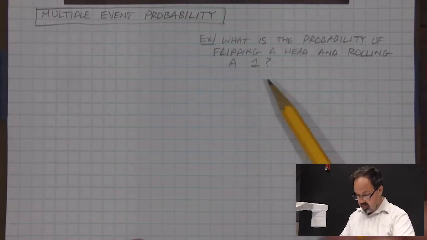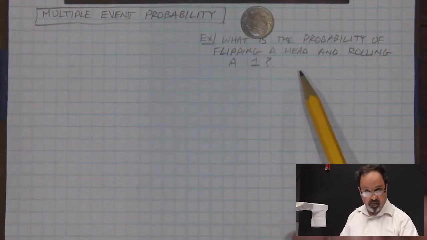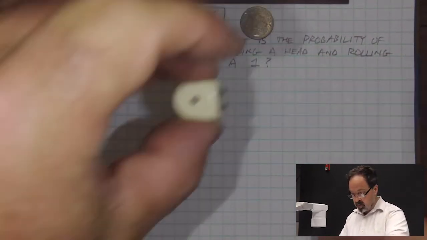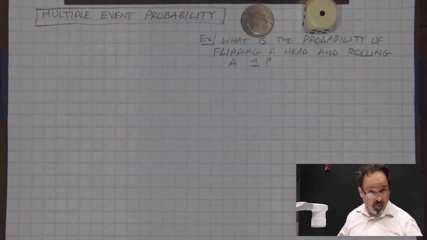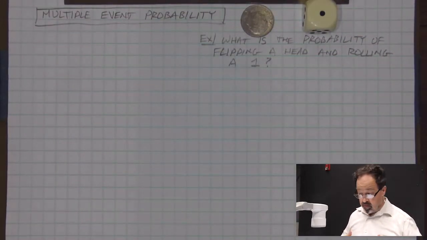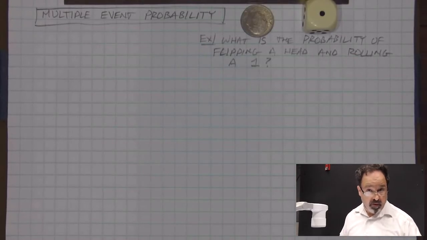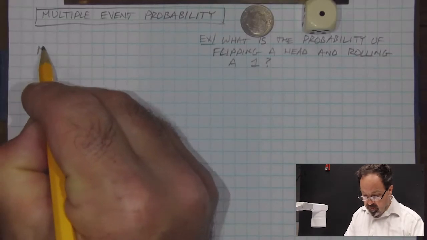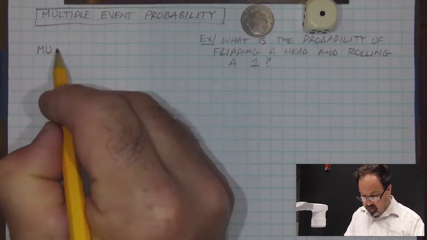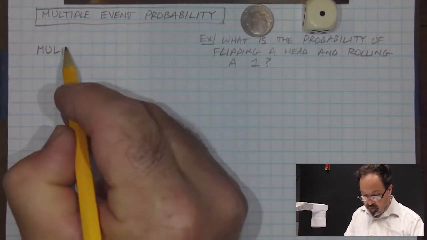And we mean flipping a head on a coin and rolling a 1 on a 6-faced die. But not the probability of getting either one of those. What is the probability of doing both those things at the same time? It's a more difficult probability calculation. So this is an example of a probability calculation that has multiple events.